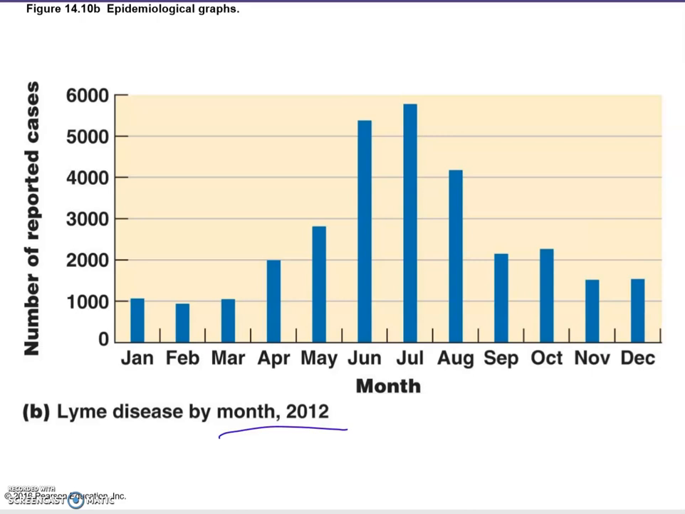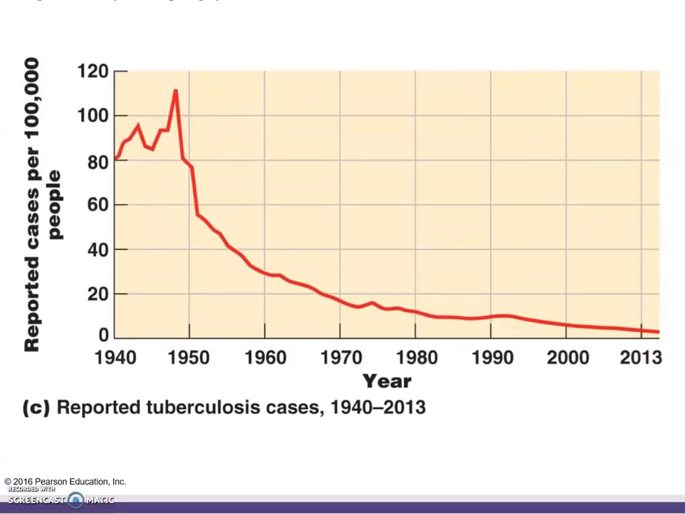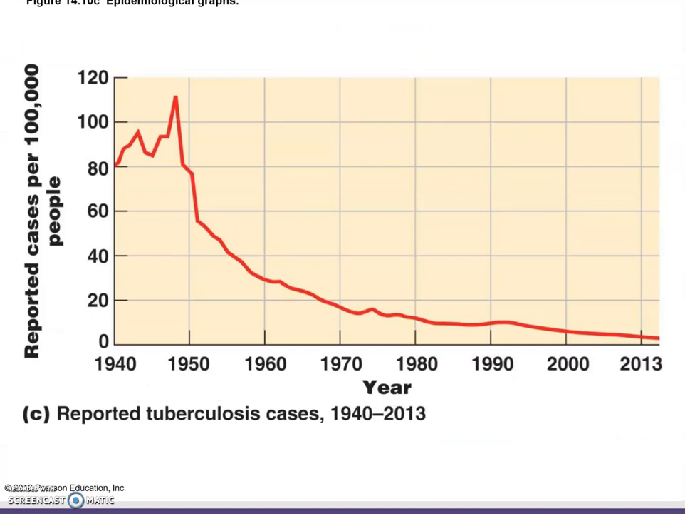So the highest incidence rate will be from May to October, and then it subsides for the winter months and comes back up for the summer months. And then here would be reported tuberculosis cases 1940 to 2013, and you can see that tuberculosis has been on a sharp decline, although there is some concern of recurrence of multi-drug resistant tuberculosis, but so far we haven't seen a big spike in cases, so an epidemic or worse, a pandemic.